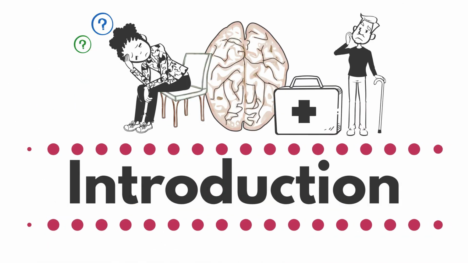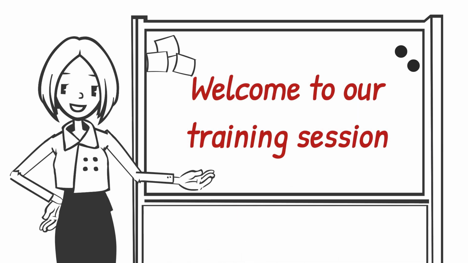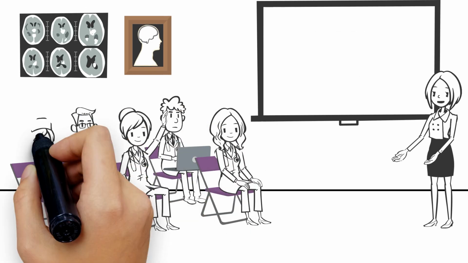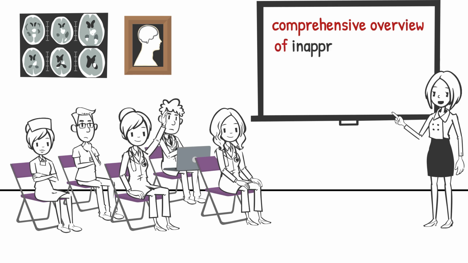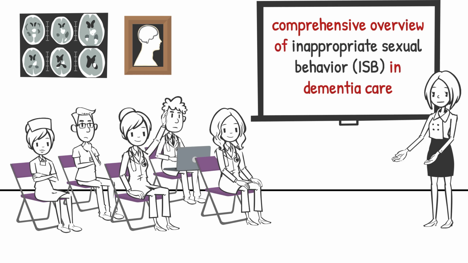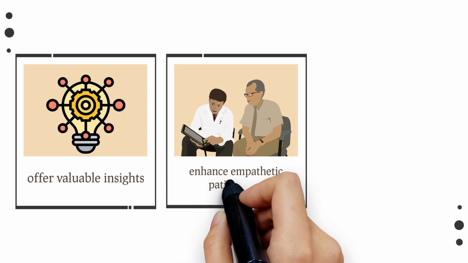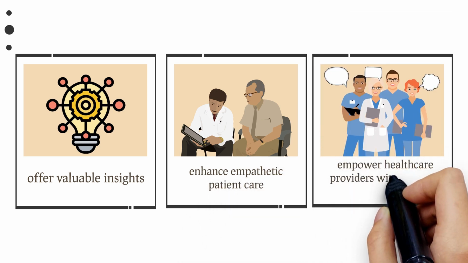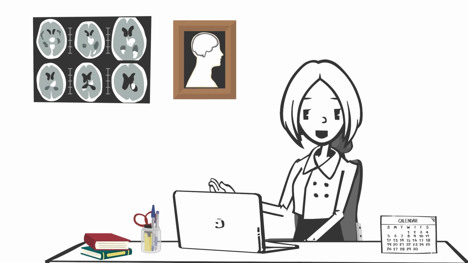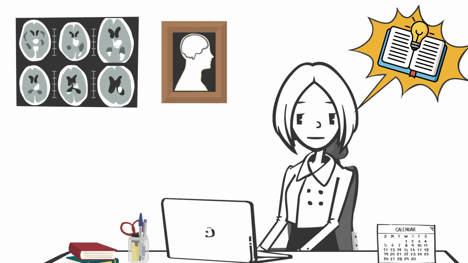Introduction. Welcome to our training session on understanding sexual disinhibition in dementia patients. This training is tailored to provide healthcare professionals with a comprehensive overview of inappropriate sexual behavior, ISB, in dementia care. We aim to offer valuable insights, enhance empathetic patient care, and empower healthcare providers with essential soft skills for addressing ISB. Let's embark on this enlightening journey together, enhancing our approach to dementia care with practical and impactful knowledge.